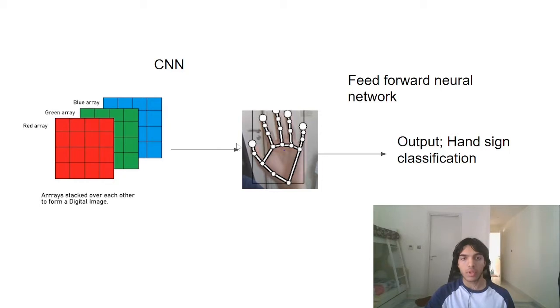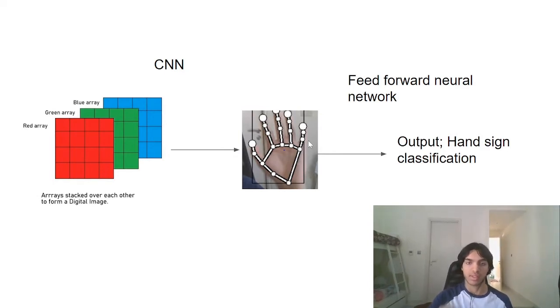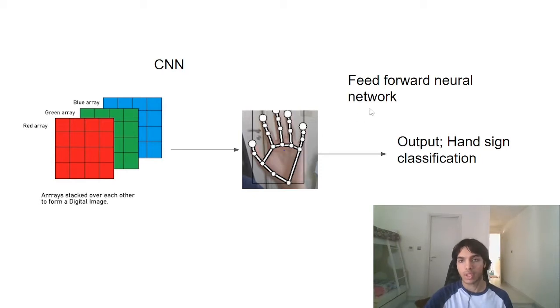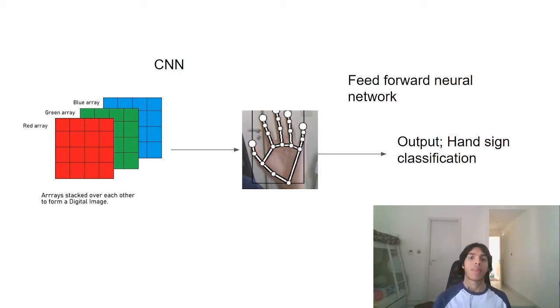And we're also going to be using Google's Mediapipe framework in order to identify these joints or the landmarks in the user's hand, which is this skeleton-like looking structure, which represents the position of the user's hand. Now this is going to be used to train a feed-forward neural network, which is much simpler and much more lightweight, and it's ultimately going to be used to identify the hand sign of the user.